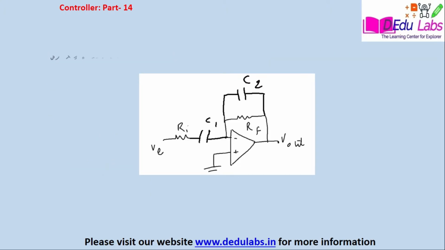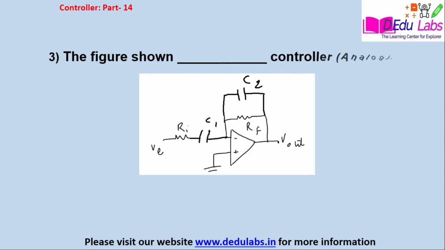Question number 3. The figure shown below represents a blank analog controller. Option A, derivative. Option B, integral. Option C, practical I. Option D, practical D.